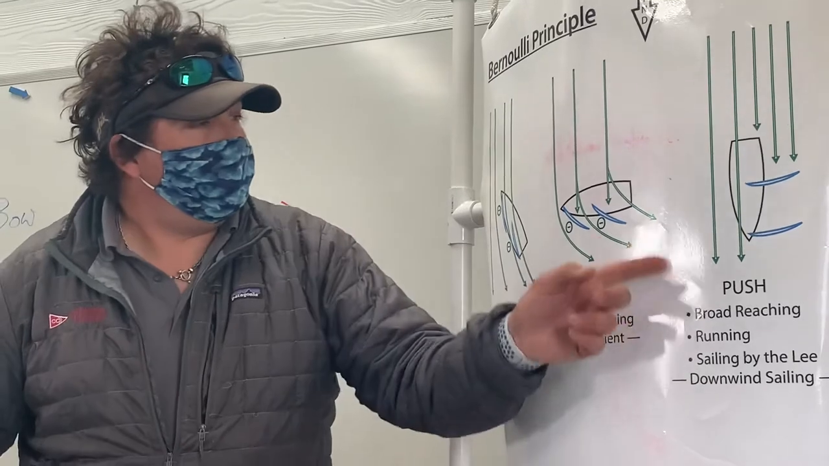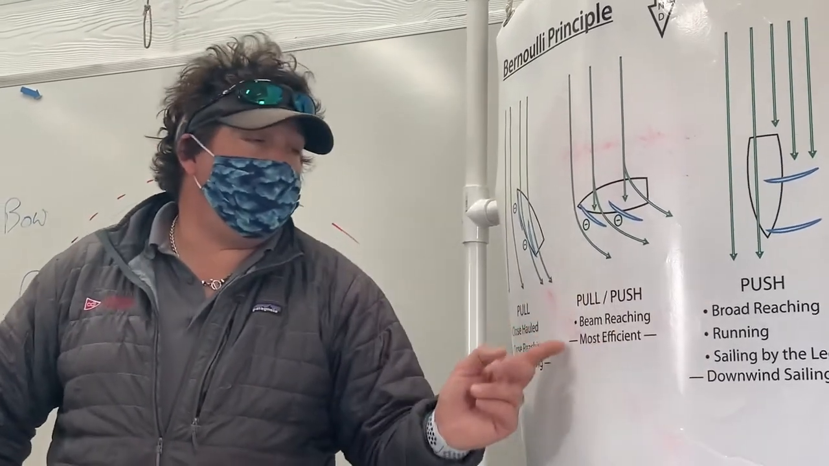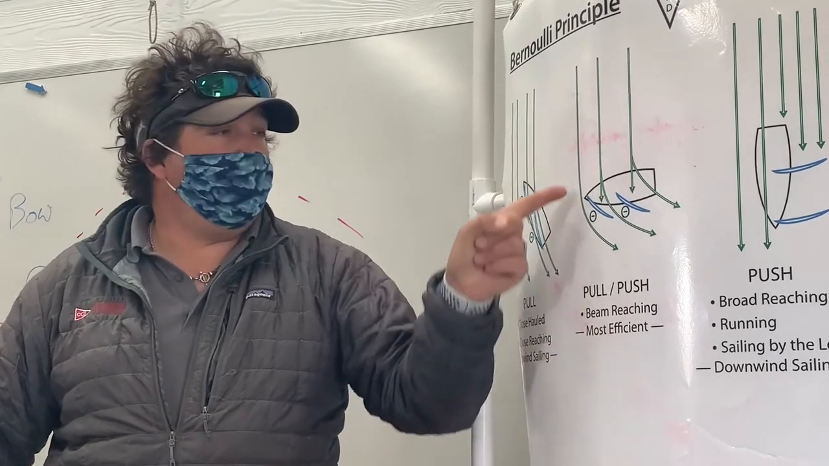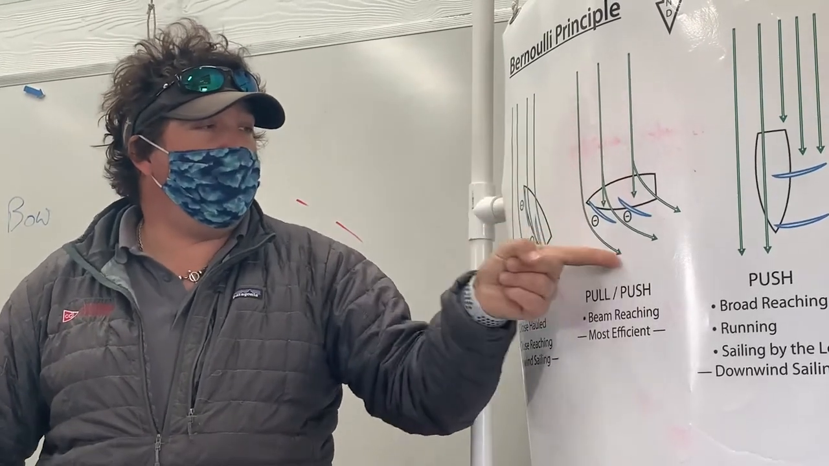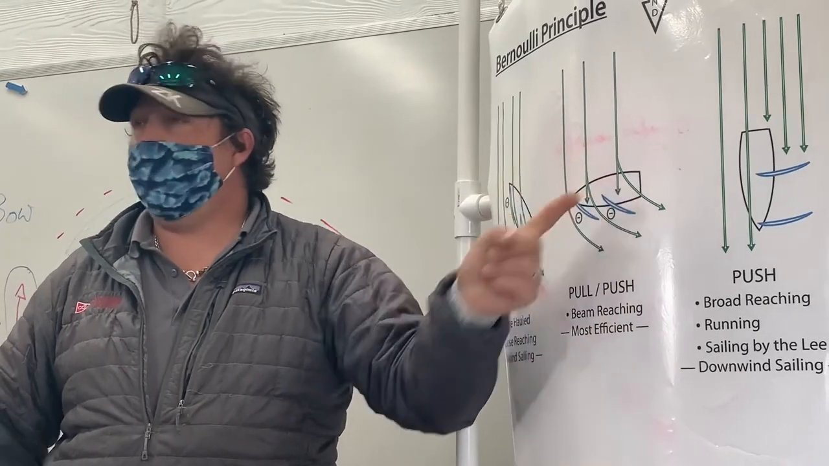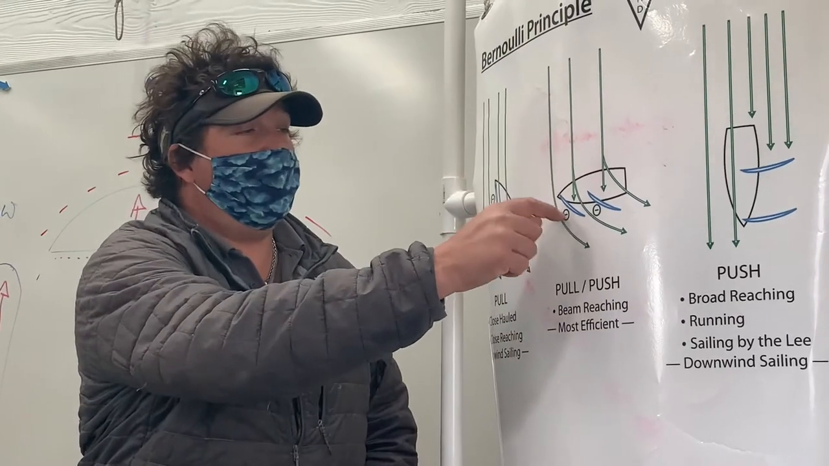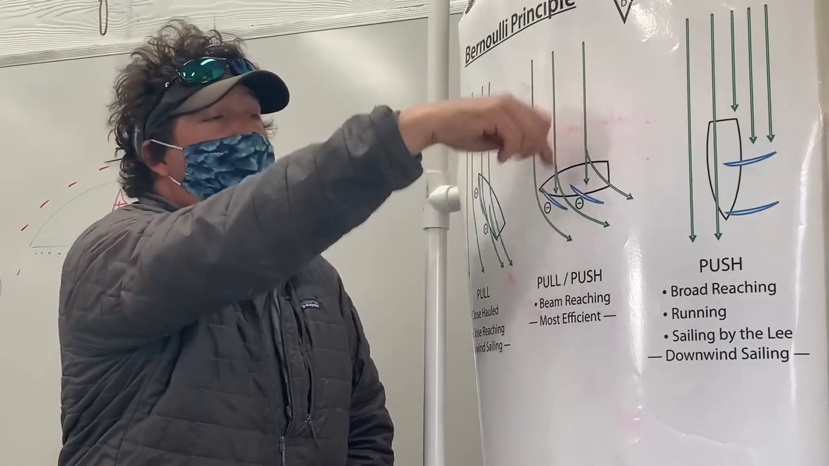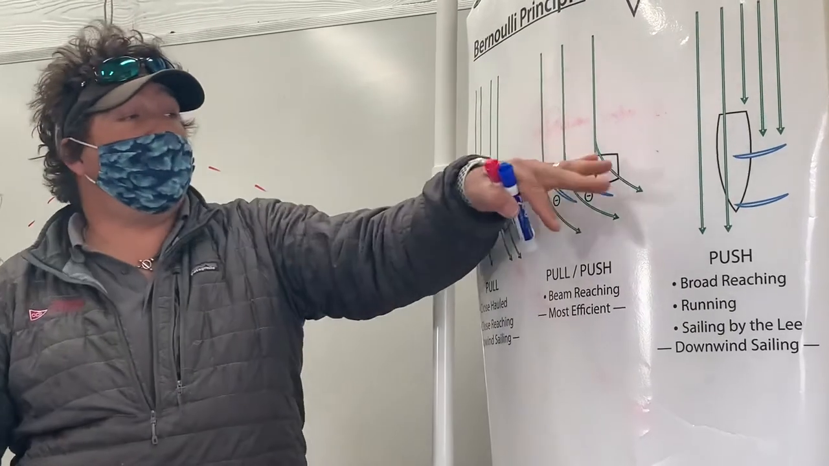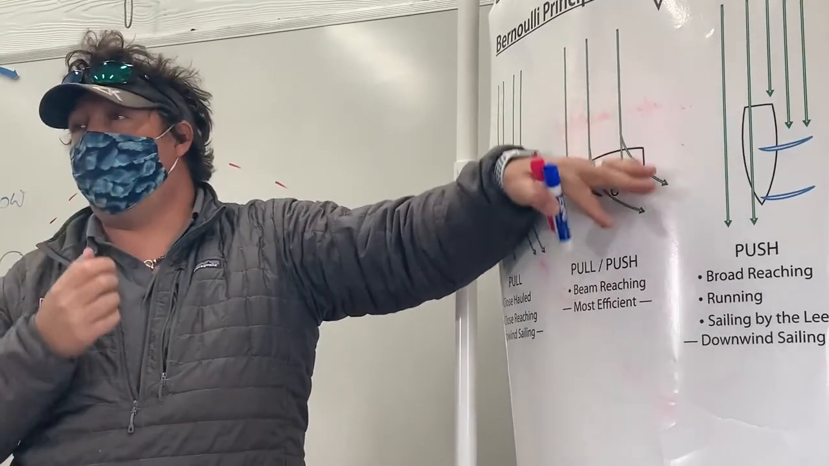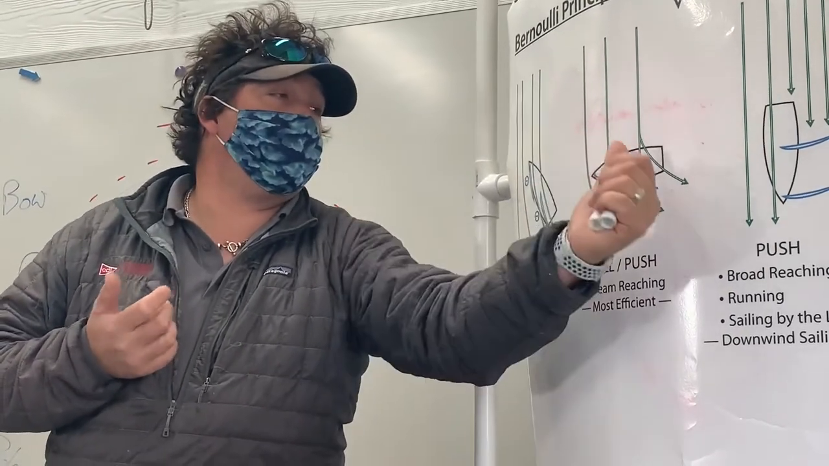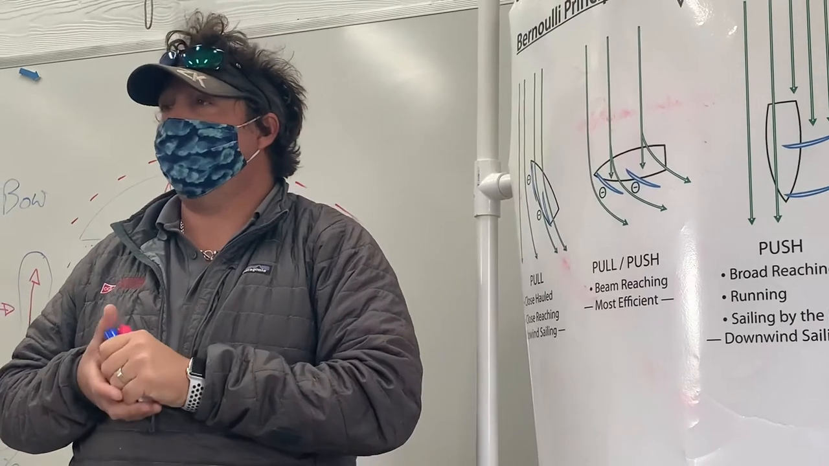Okay. Beam reach is going to be your most efficient or fastest point of sail. Here, we're both being pushed by the wind as well as being pulled. So we get the pull by getting the negative pressure on this side, the positive pressure on that side. We're getting the push because the wind is still getting pushed into the sails. The keel is still creating that lateral resistance so we don't go to leeward. And that lateral resistance gets transferred into forward motion. Does that make sense?